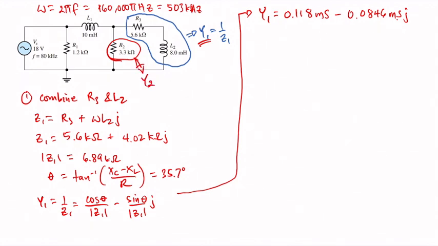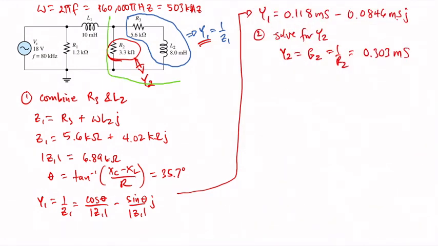We can also solve for the corresponding admittance of R2, and this is quite simple because there's no complex component. So number 2, we solve for Y2. Y2 is equal to G2, which is 1 over R2, and Y2 is just equal to 0.303 millisiemens.